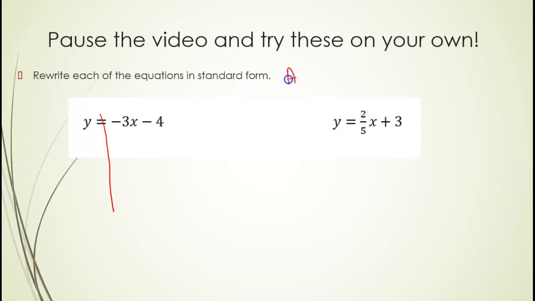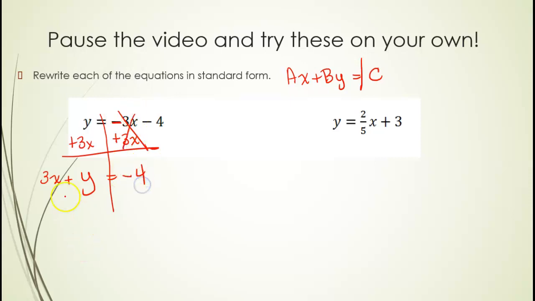Welcome back. You should have remembered that you want your ax and your by to be on the same side of your equal sign. So I noticed that the y is on the left like it should be, but the x is not. It's already a negative. The opposite of a negative is a positive, so we're going to add 3x to each side. 3x and y are not like terms, so I'm just going to write them next to each other. 3x plus y. Those cancel out, and it equals negative 4. If you want to, you can put the 1 there to represent your b, but you don't have to as long as you have the 3x and the y equal to the constant. That's standard form.